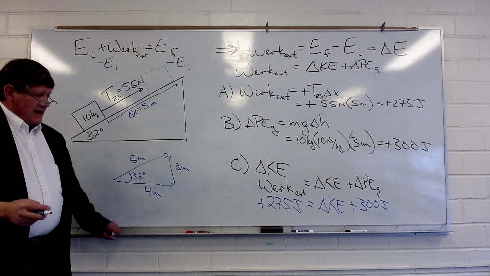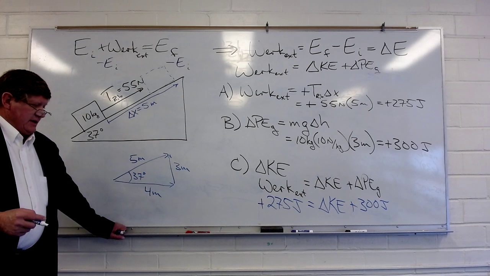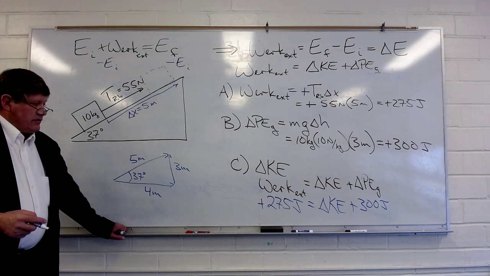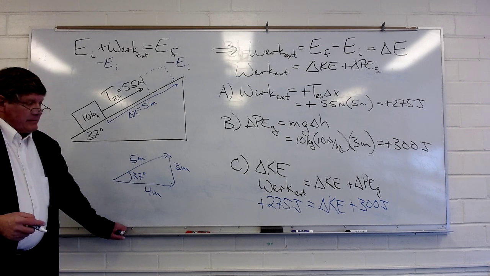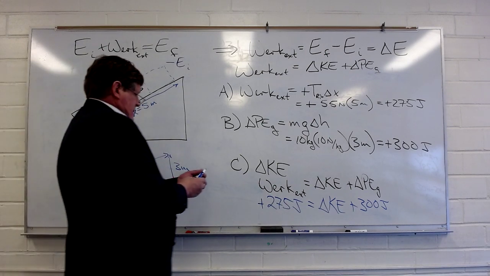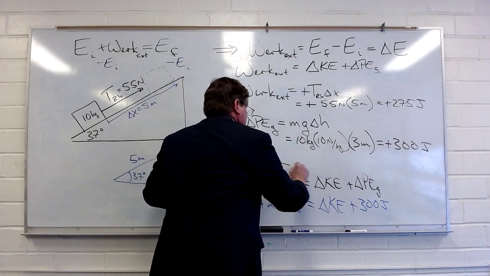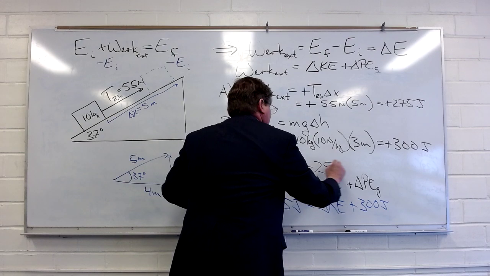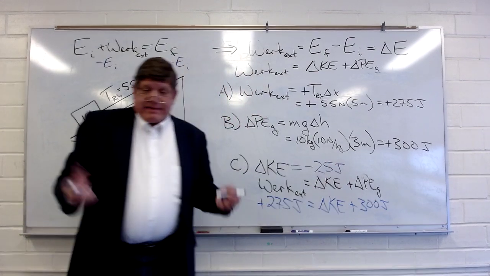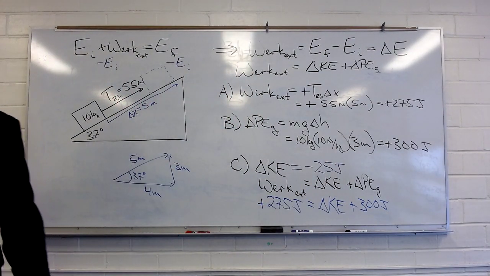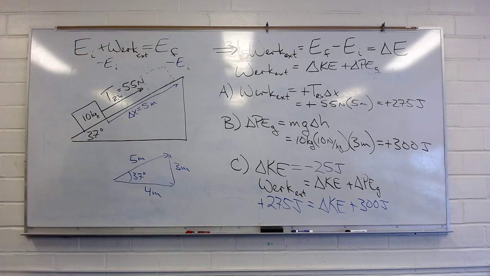Well, what do I have to add to a positive 300 to get a positive 275? Well, change in kinetic energy better be negative, okay? It better be equal to a negative 25 joules. And that means that this block slows down as it goes up that ramp. You're not pulling hard enough to speed it up. You're not even pulling hard enough to make it go at constant speed.